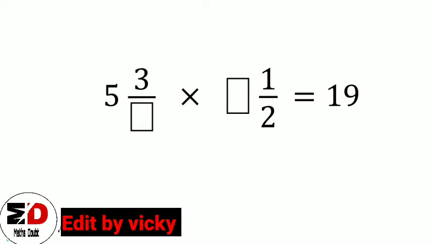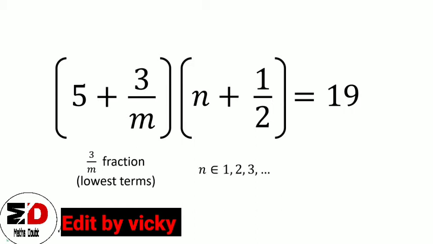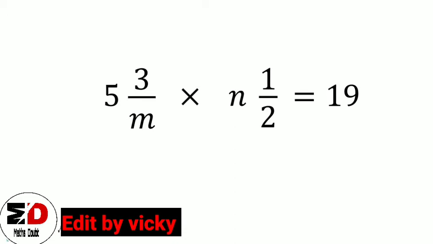Suppose the two numbers are equal to m and n. We can rewrite the multiplication in the following fashion. We want 3 over m to be a fraction in lowest terms, and we want n to be a whole number that's greater than or equal to 1. So the challenge is to solve for the values of m and n.